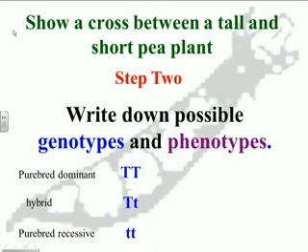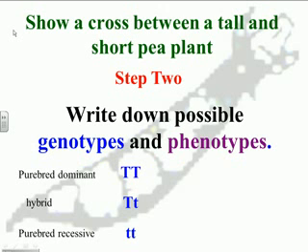The second thing that you do is you write down what are they going to look like, their phenotypes. So with purebred dominant, what are they going to look like? Tall. What are hybrids going to look like? Tall. Not tall and short, tall. Because remember, what's our definition for a dominant? It's when you have 2 opposing traits, it's the one that expresses itself. So it's going to be tall.